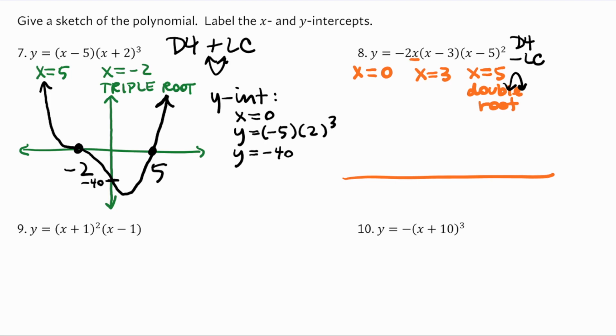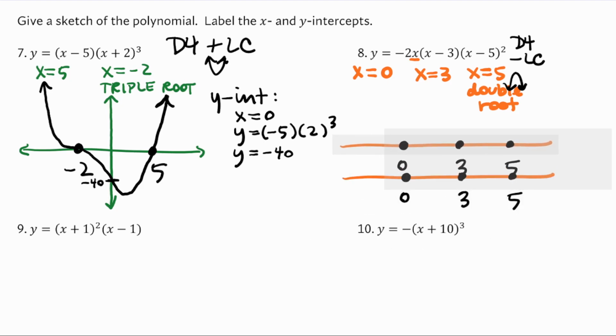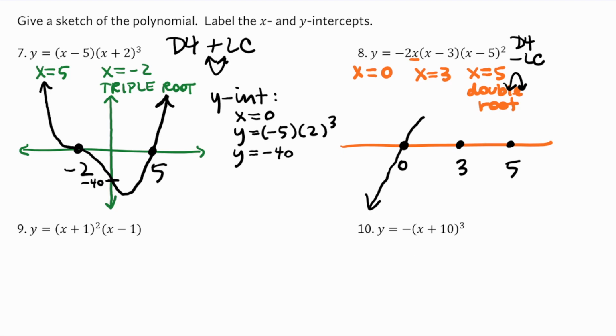So I'm going to label those 0, 3, and 5. And if this is a fourth degree polynomial with a negative leading coefficient, maybe I should just move that up a little bit. Okay, and then I'm going to say, all right, it's coming from below. X equals 5 is the double root, so that's where it's going to bounce. So it's going to pass through confidently at these points.